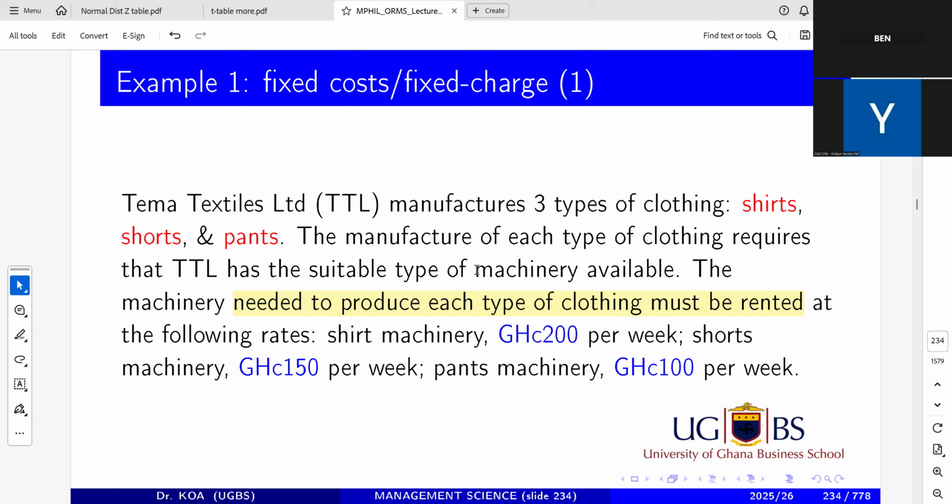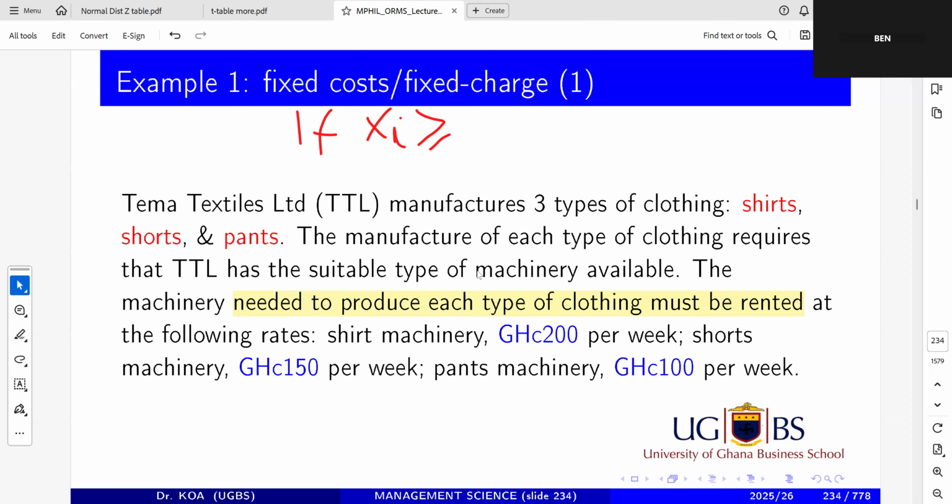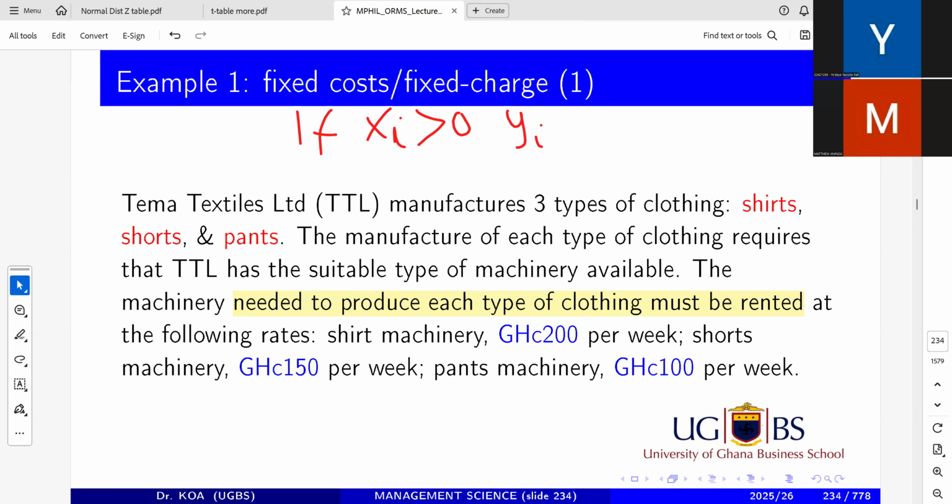You need the machine. So this is what he said, which I'm writing mathematically. If Xi, that is any of the items, is going to be positive, if I'm going to produce any of them, then that machinery, let's represent the machinery by Yi. That machinery must be what? Who can tell me? What will I write for the machinery? Yasin? Equal to 1.